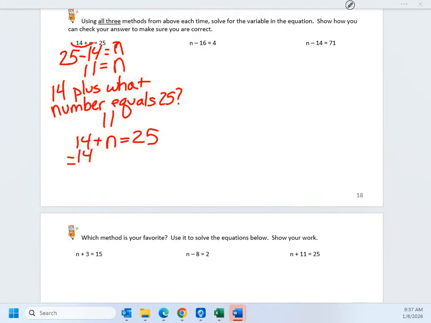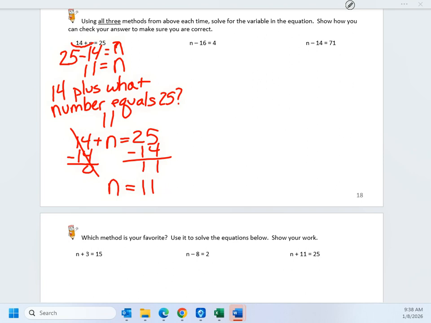The whole point is we want to zero it out. 14 minus 14 gets us to 0. Whatever I do to one side, I have to do to the other side. 25 minus 14 is 11. I bring down what I haven't used yet. I don't need to bring down 14 minus 14 is 0. 0 plus a number is still going to just be the number. So I don't have to write 0 plus. I know it's just the number, and then I bring down what I found there, and we get n equals 11.